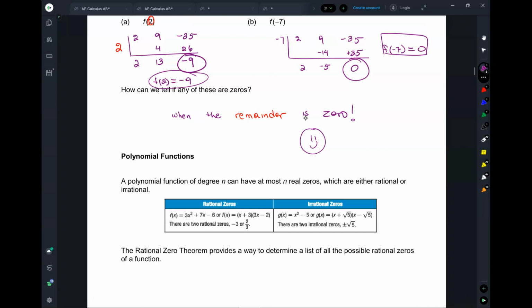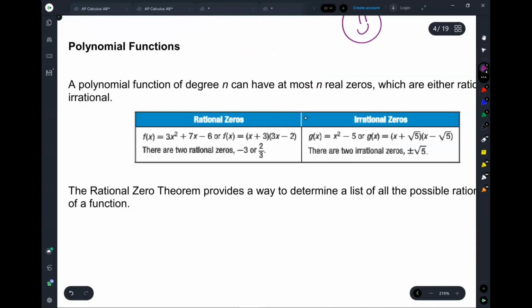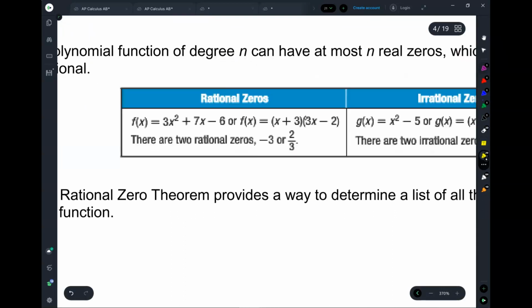So, let's talk about the rational zero theorem. The rational zero theorem gives us a way to get a list of candidates that could be rational zeros of a function. So what does that mean, rational zeros? A function can have any zeros, right? So for example, take a look at this function here.